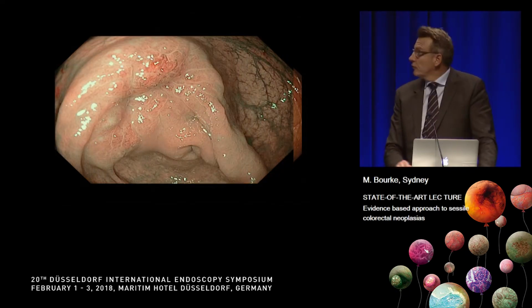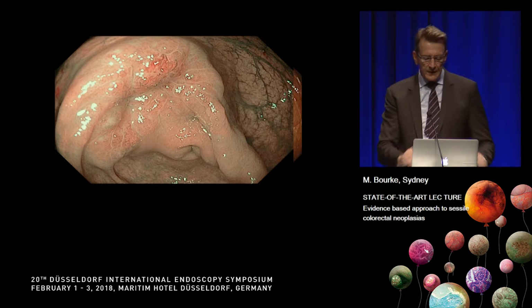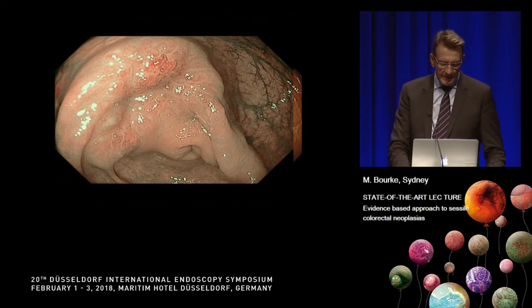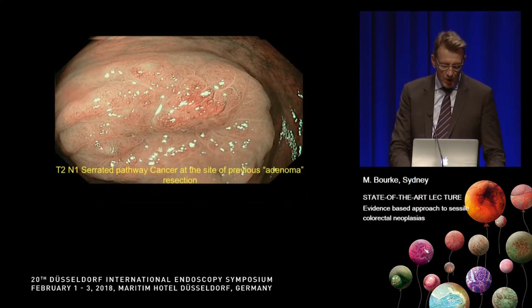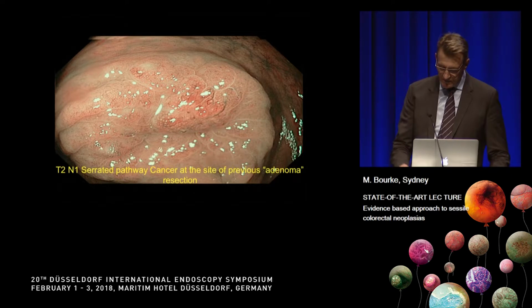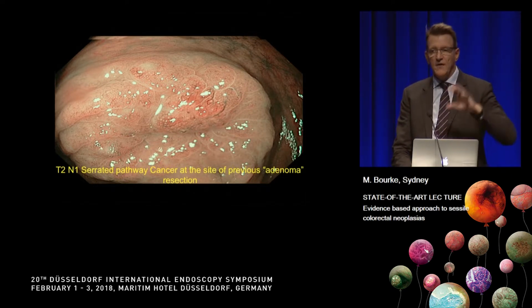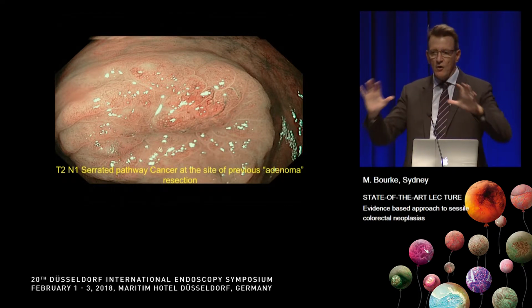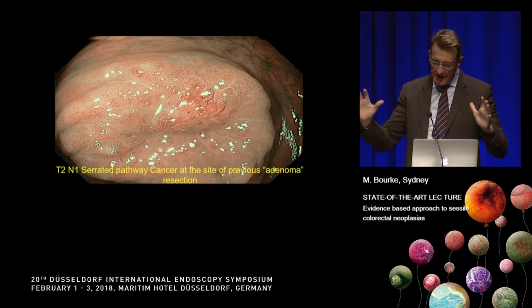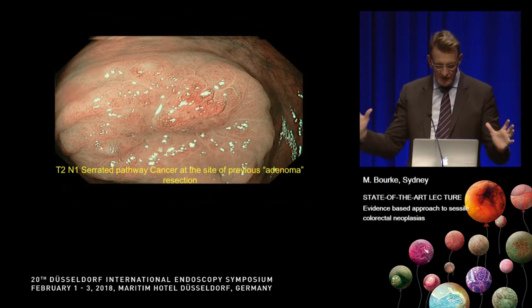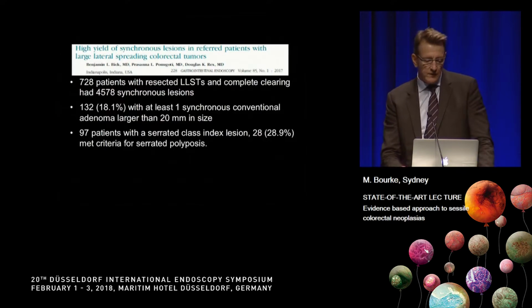So when we look under NBI, it looks like really nothing. But in fact, when we take biopsies and then the patient goes for surgery, this is cancer buried in the colonic wall, so a T2N1 serrated pathway cancer, because the primary endoscopist failed to appreciate the true pathology of the lesion. So it's very, very important before you resect, always look carefully, understand the nature of the lesion and the full extent of the lesion, its relationship to other structures before you decide to remove the lesion.